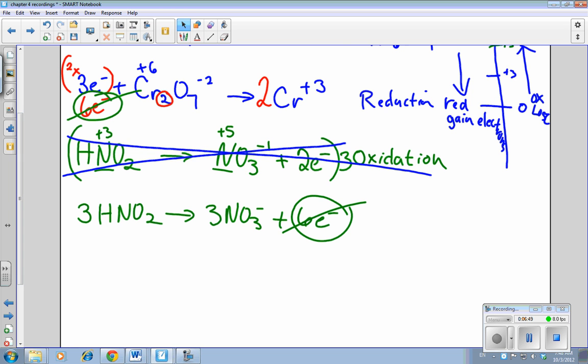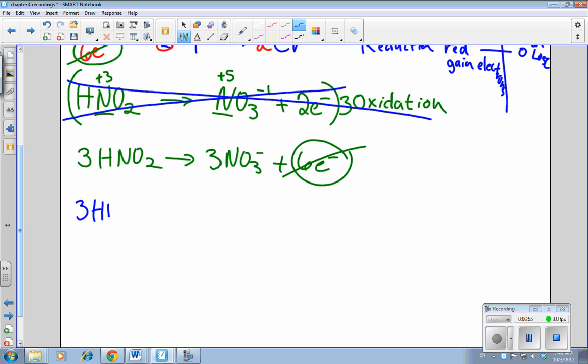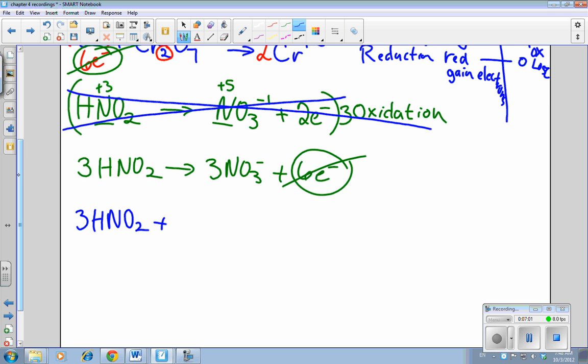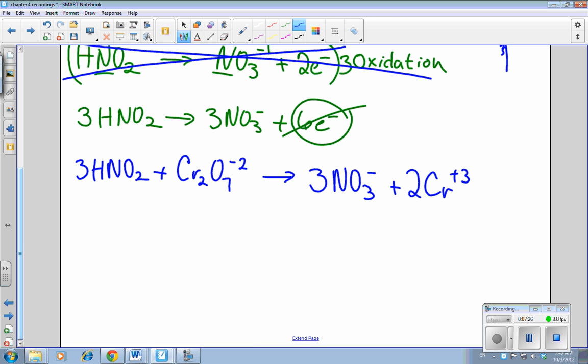So what are my reactants? Well, my reactants are 3 HNO2 plus, go back up, it's my chromate, Cr2O7. And my products are 3 NO3s and my chromium ion, 2 Cr plus 3s. So I'm almost done. I have my elements that changed. I know who's oxidized and who's reduced. And I have one little problem. I still have some H's and O's that aren't balanced.